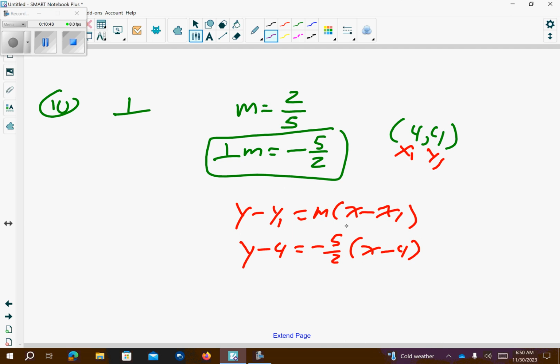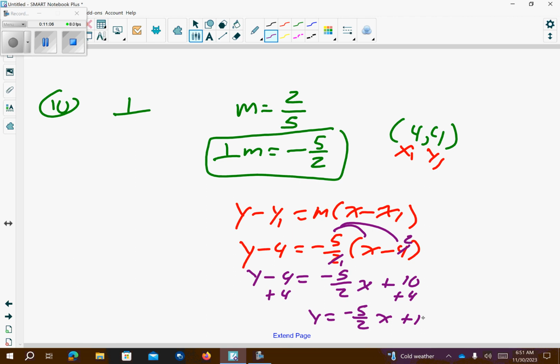And then let's get rid of the parentheses and get it solved for y. So negative 5 over 2 times x is negative 5 over 2x. Negative times negative is positive. 2 goes into 4 twice, so negative 5 times 2 is 10. And then add 4 to both sides. So I'm going to get y equals negative 5 over 2x plus 14. There's our answer.